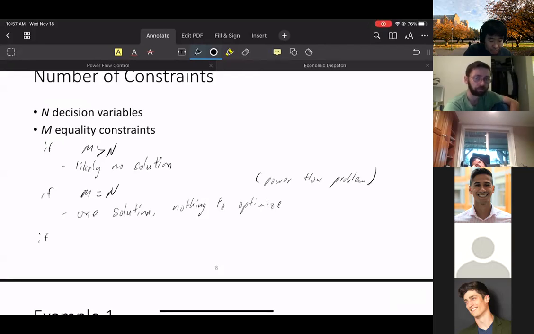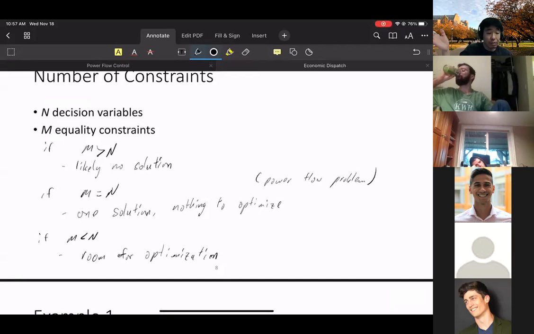It becomes interesting if m is less than n, then we have some optimization. There's room for optimization, because there are maybe many solutions, and one of them is better than the others, as judged by the objective function. So when we solve a constrained optimization problem, we often want to see that there are many solutions. There are more variables than constraints.